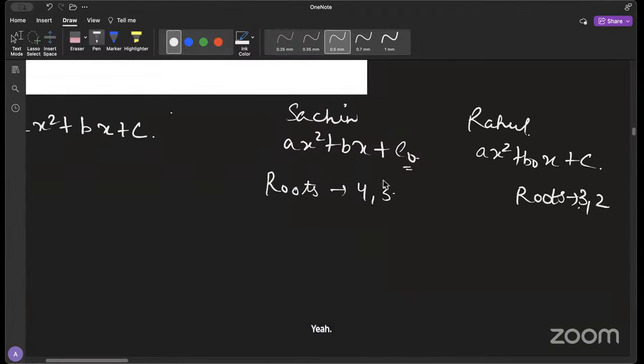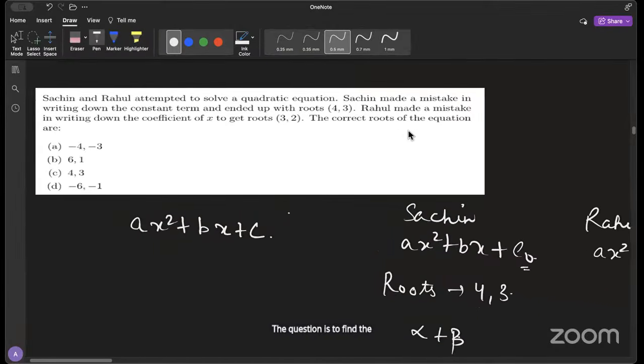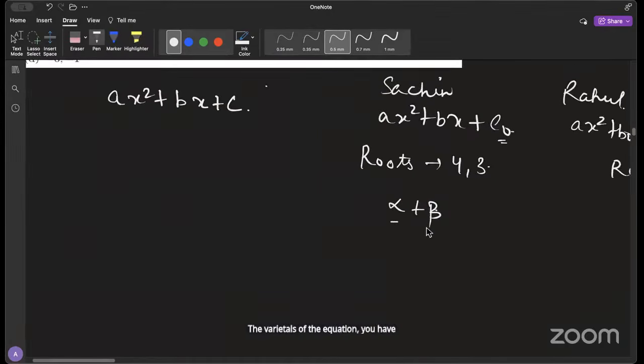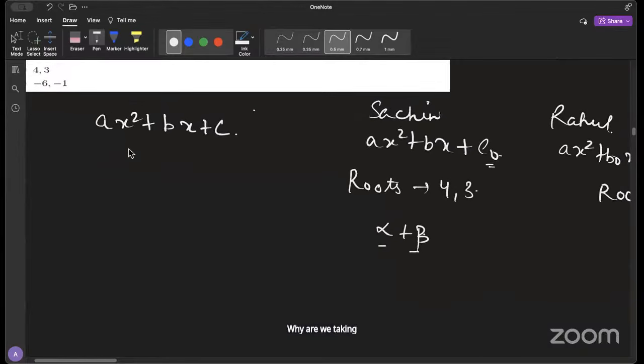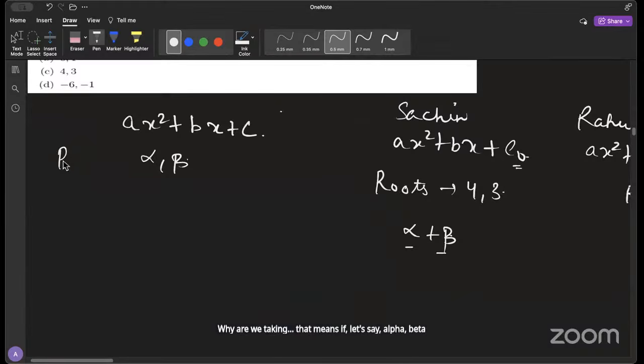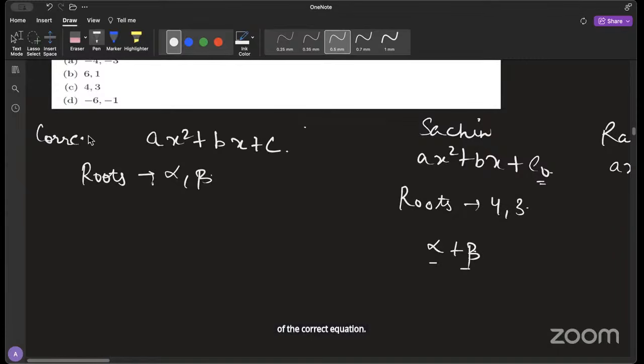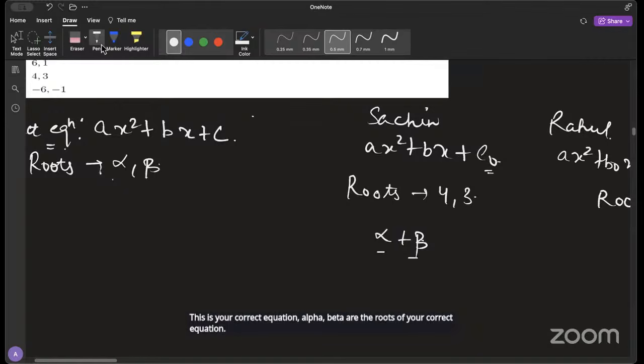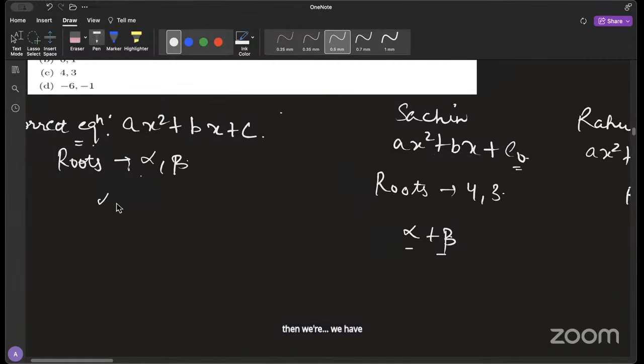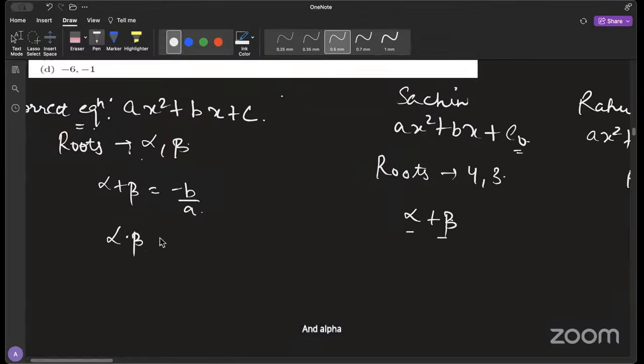So why are we taking alpha plus beta from here? Because the question is to find the correct roots of the equation. You have to find the correct alpha and beta. Let's say alpha and beta are the roots of the correct equation. So this is your correct equation. Alpha and beta are the roots of your correct equation, then we have two things. One is alpha plus beta, which is given by minus b by a, and alpha beta, which is given by c by a, right?